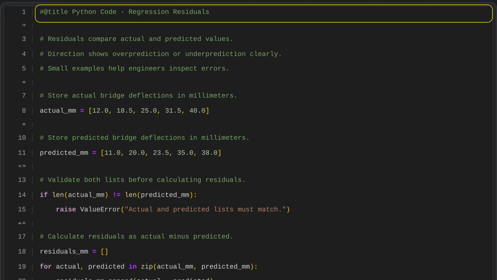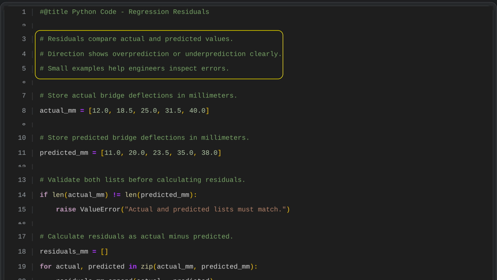Python code. Regression residuals. Residuals show the difference between actual and predicted values. Their direction indicates whether a model is overpredicting or underpredicting, helping engineers quickly inspect prediction errors.